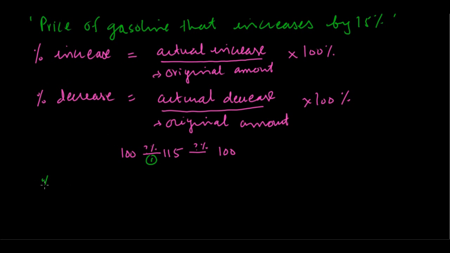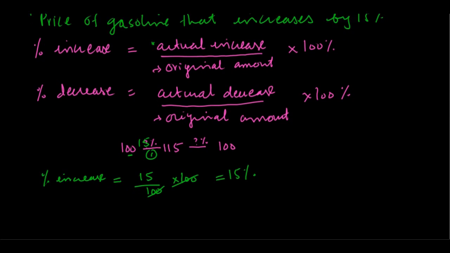So let's do the first case first. I want to find the percent increase, so I need to know the actual increase. Here it is 115 minus 100, which is 15, over the original amount, which was 100, times 100. So 100 and 100 cancel, and I get 15% increase. So this increases 15%.